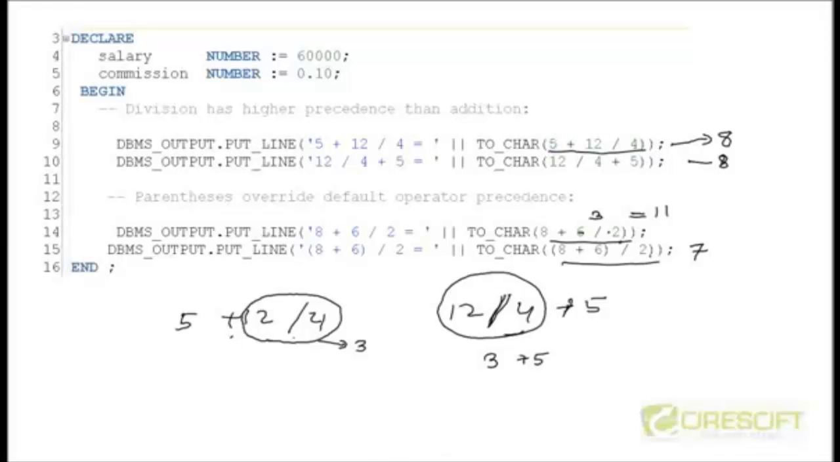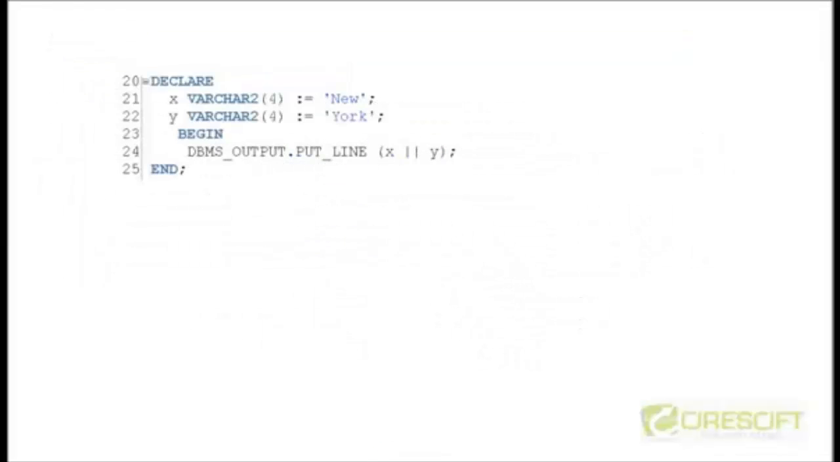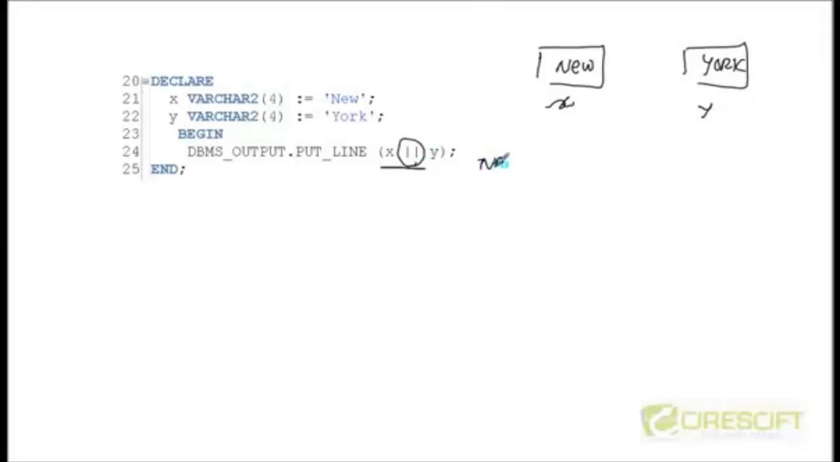Let's take an example of concatenation operators. Let's say I have one variable x, which is New, and then I have another variable called y, which is York. If I do x concatenate y, this is a new operator that we have seen here, it is going to concatenate New and York, so the answer will be New York.